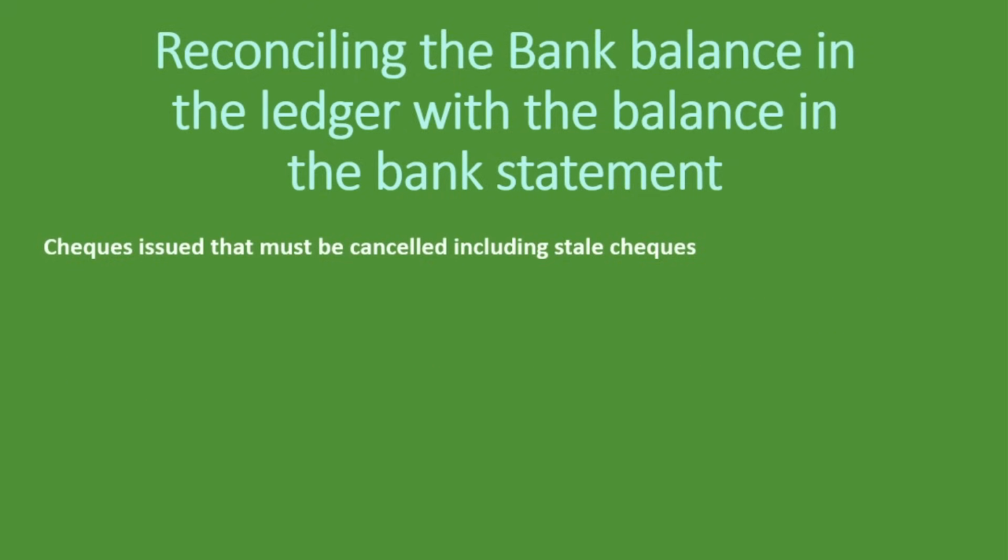Checks issued that must be cancelled, including stale checks. Now they may tell you in your question, and you'll see in our example later on, that you issued a check, but that check must be cancelled, or it's stale, or it's gone over its period. Maybe the check is only valid for 3 months or 6 months and it wasn't cashed in. If it must be cancelled, what do you do?